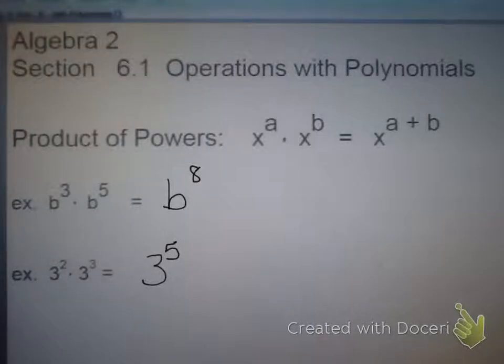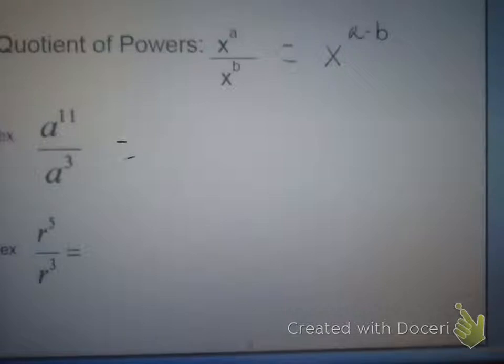Section 6.1, Operations with Polynomials. When you're multiplying variables, you add the exponents. Quotient of powers: when you divide variables, you subtract the exponents.